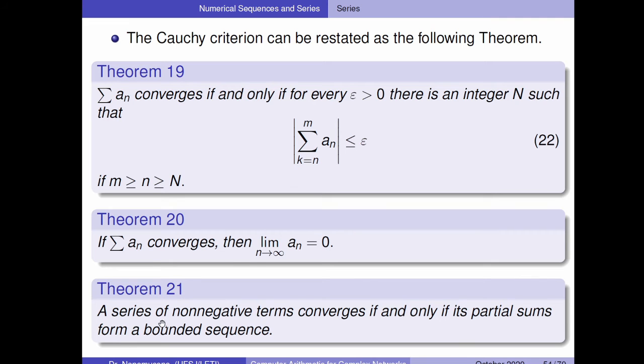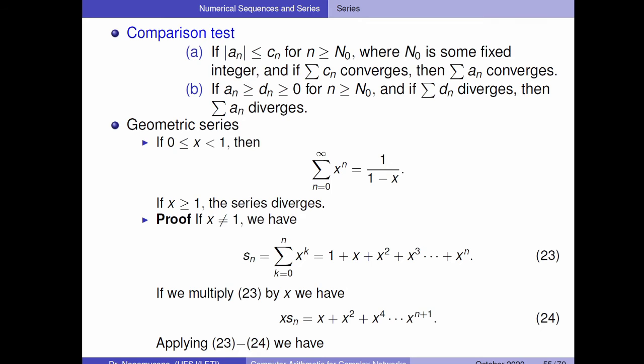Theorem 2.1: a series of non-negative terms converges if and only if its partial sums form a bounded sequence. And this is a comparison test. That's a way to see if you can get this kind of result as well. And perhaps one of the most famous series is the geometric series. If 0 is smaller than x is smaller than 1, then if you take the summation of x^n, you are going to get 1 divided by 1 minus x.